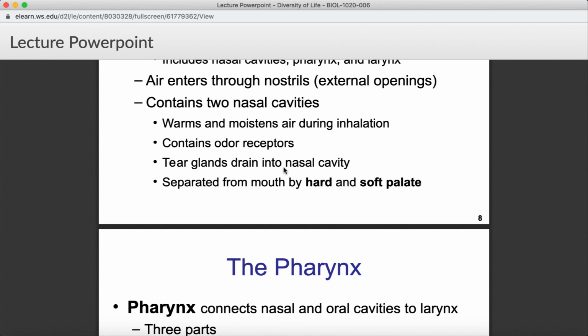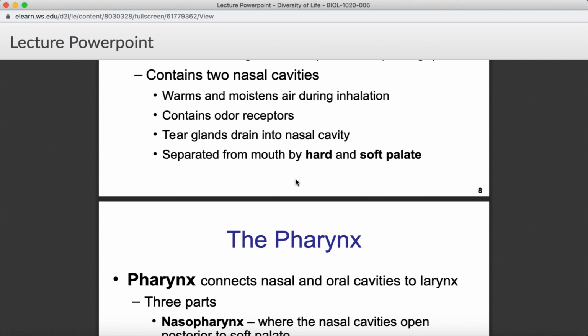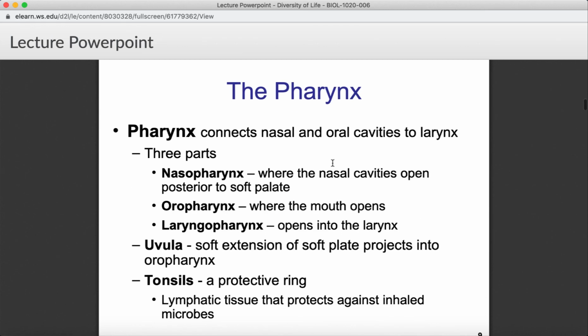Your tear glands also drain into the nasal cavity, which is why, when someone's teary-eyed, they'll often get a runny nose. It's because your lacrimal duct is draining into the nasal cavity, and that's actually tears streaming into your nose. And then you separate this from the mouth by the hard and soft palate.